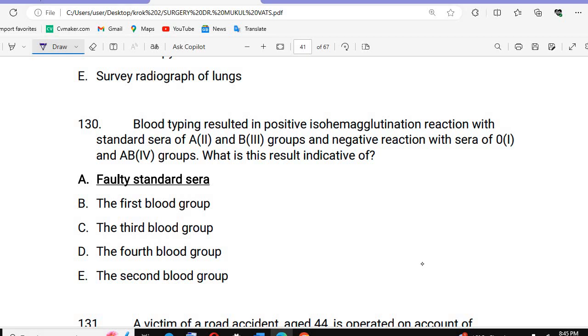Now see, the blood typing results: a positive isohemagglutination reaction with the standard serum of A and B blood groups, and a negative reaction with the serum of O and AB blood groups. What is the result indicative of? I think we discussed the ABO and Rh blood grouping initially. So what we are having is the faulty standard serum.